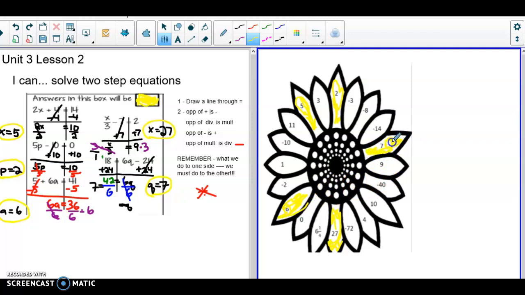Okay, and like I said, no two of the same color should be next to each other. So if you end up with the same color side by side, check your work.